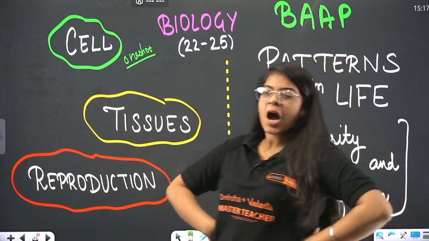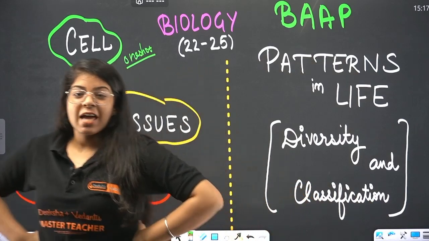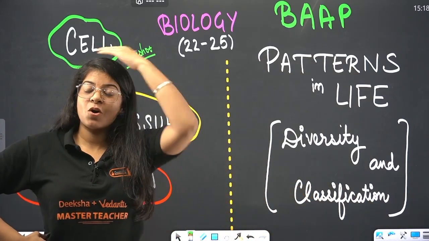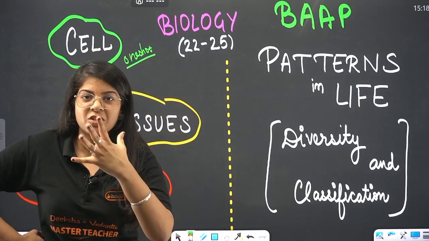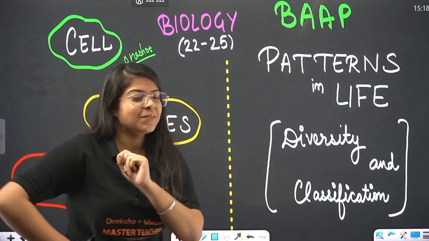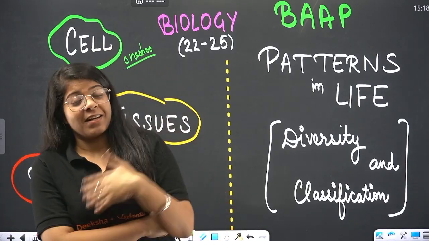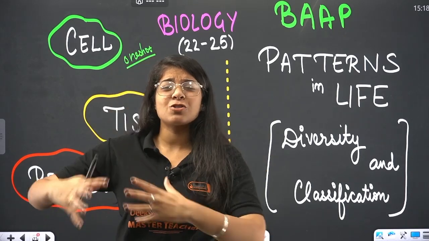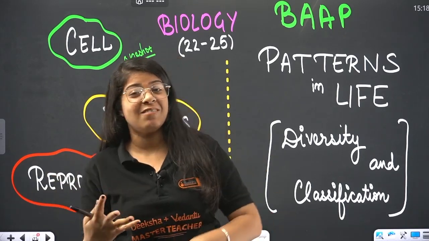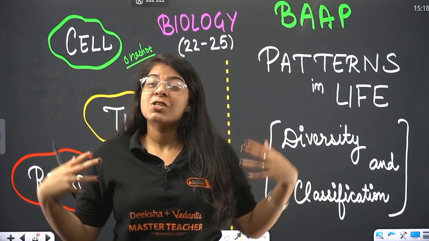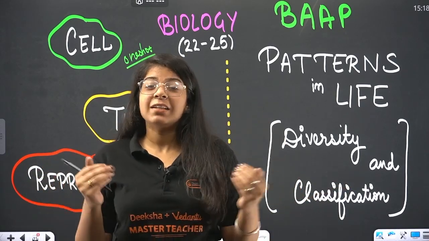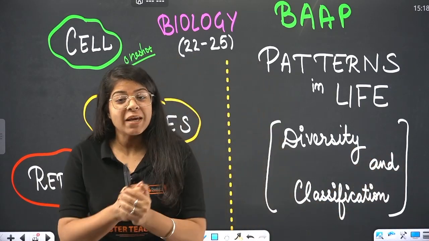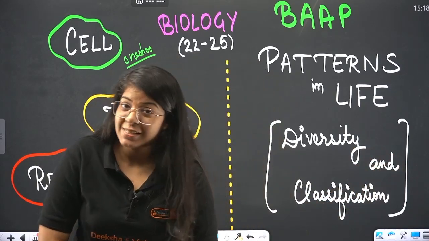But the king of all chapters is patterns in life, diversity and classification. Oh my god, I was terrified of this chapter in class 9th. But when I was studying this chapter, we saw so many tricks on how to learn these diversity and classifications and everything. I have all that, and I will definitely give that to you as I gave to all my other students. So make sure you subscribe to this channel.